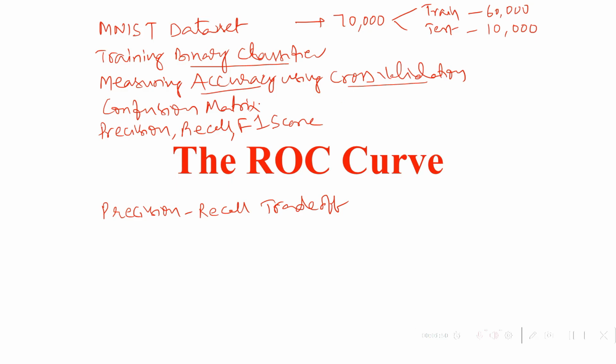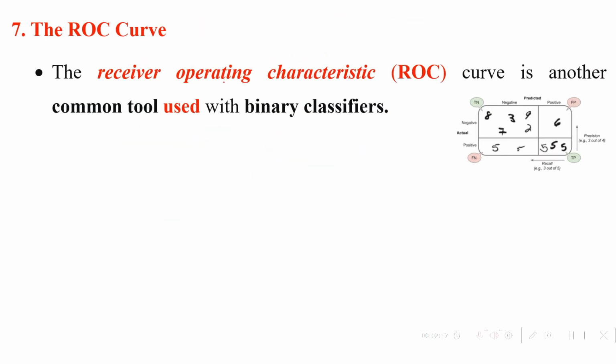So there are different performance metrics to find out the accuracy of the model. Here, the confusion matrix is one of the best. Precision, recall, F1 score, and the precision-recall trade-off are the different types of performance metrics applied on our model. And also we can see one more type of performance metric, that is called the ROC curve. The ROC curve is also called the receiver operating characteristics curve.